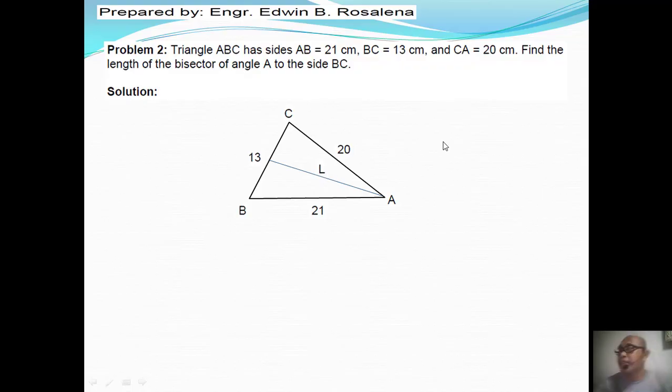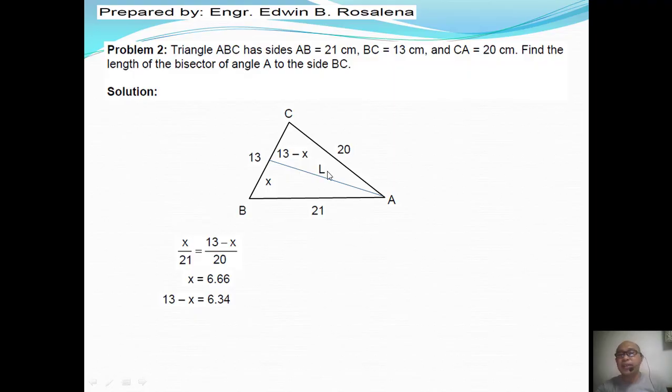So we have the relation of this, no? So if this segment of the opposite side BC is X, no? And then this remaining segment is 13 minus X. And then I can apply the relation, no? So I have X over 21 is equal to 13 minus X over 20. And X is 6.66. Then, I can solve for 13 minus X. So, that is 6.34.